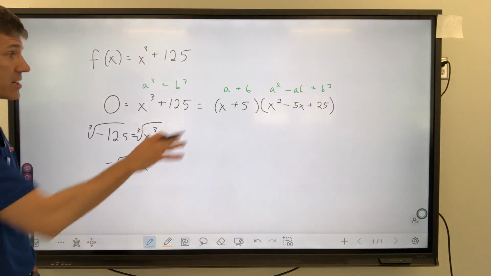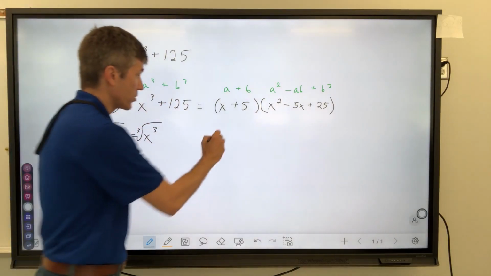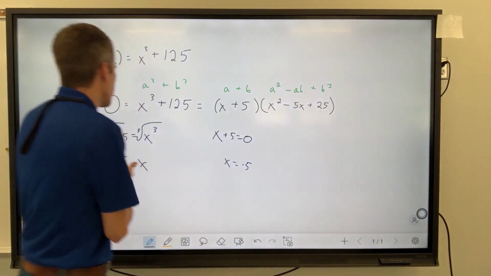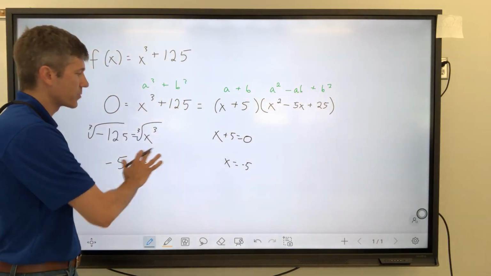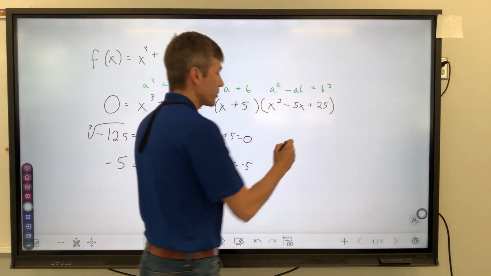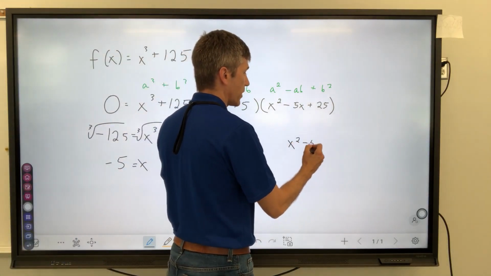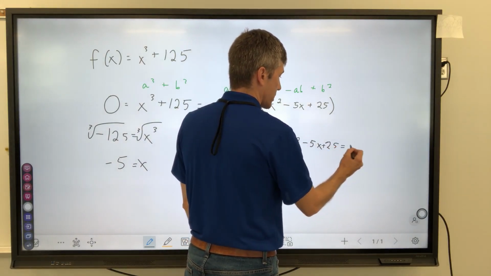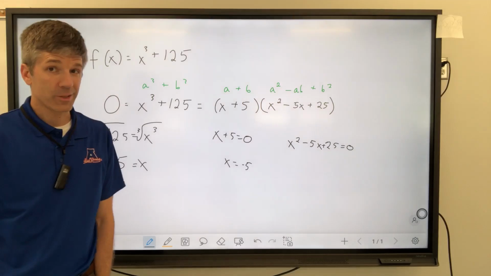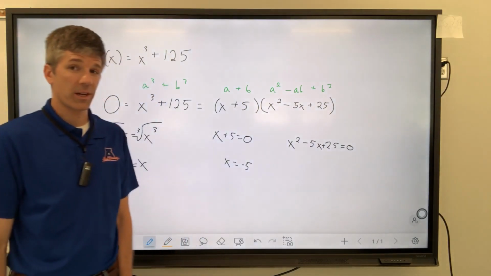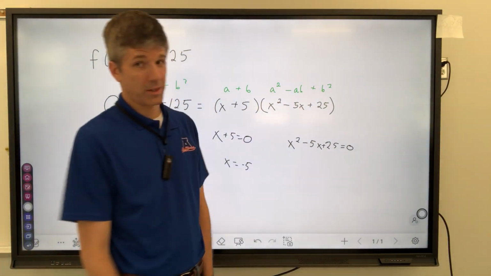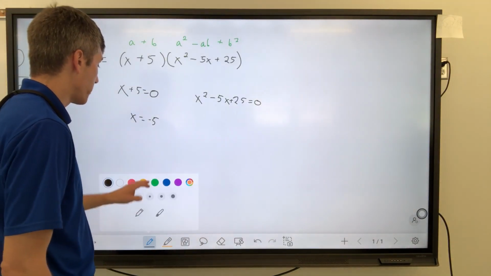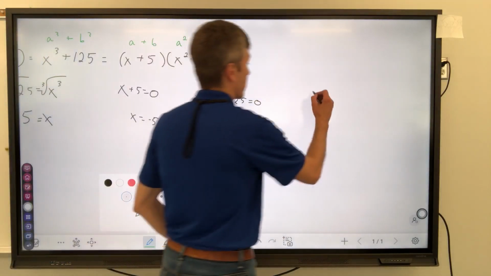Now, we're going to set each of these factors equal to 0, and when we do, we have x plus 5 equals 0, which gives us negative 5. We already had that. Yay, there's some redundancy in our work. Okay, now we're going to have x squared minus 5x plus 25 equals 0. And if you want to try to factor that, good luck. It's not going to factor unless you start playing with some complex numbers, which we're going to have to do. So hopefully, what I'm about to write is going to ring a bell, and it's going to come in handy later.